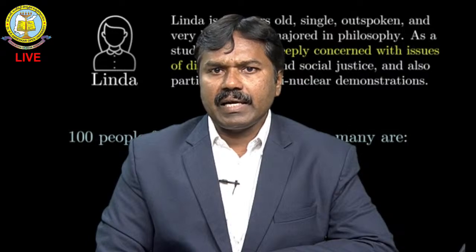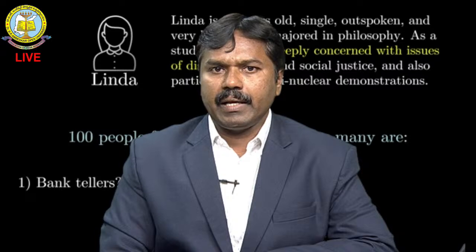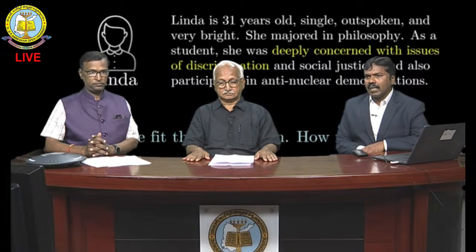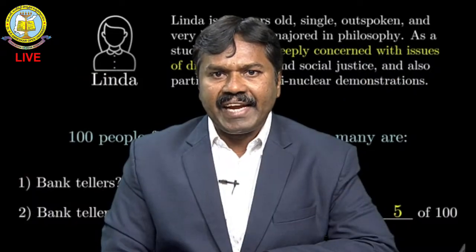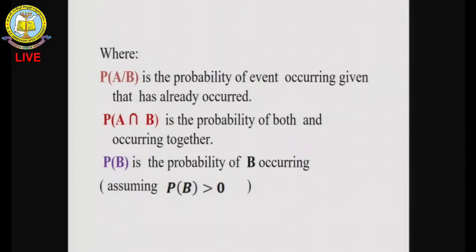So, certain conditions are defined whenever we are discussing probability, conditional probability. Probability of A given B is the probability of event A occurring given that B has already occurred. Probability of A intersection B is the probability of both events occurring together. So, we only have to consider probability of B. It means the probability of B occurring, assuming that probability of B is greater than 0.